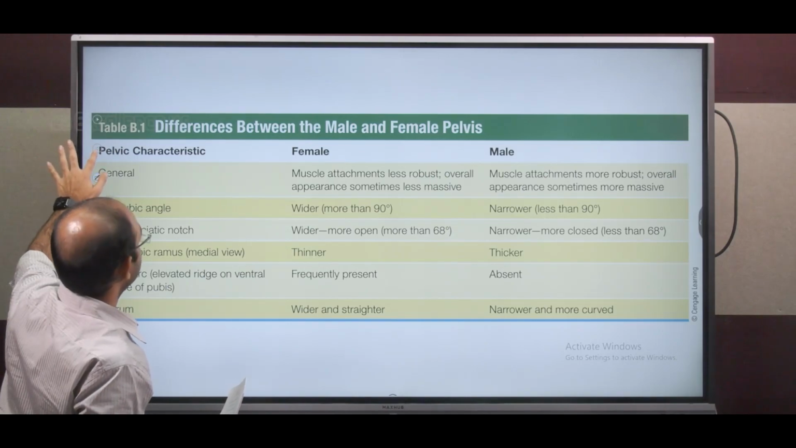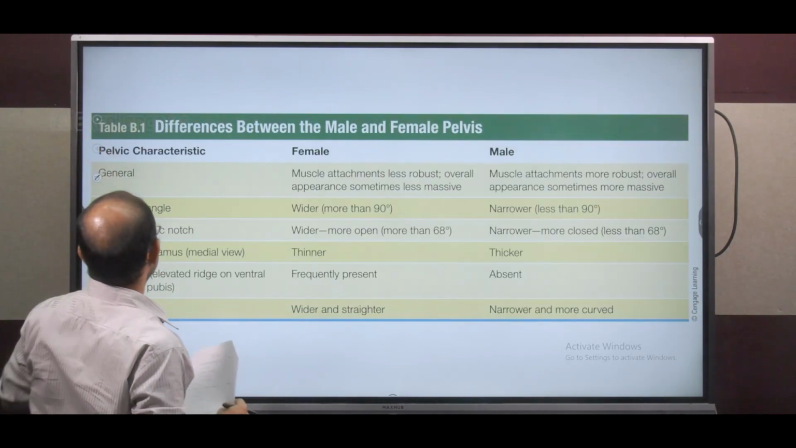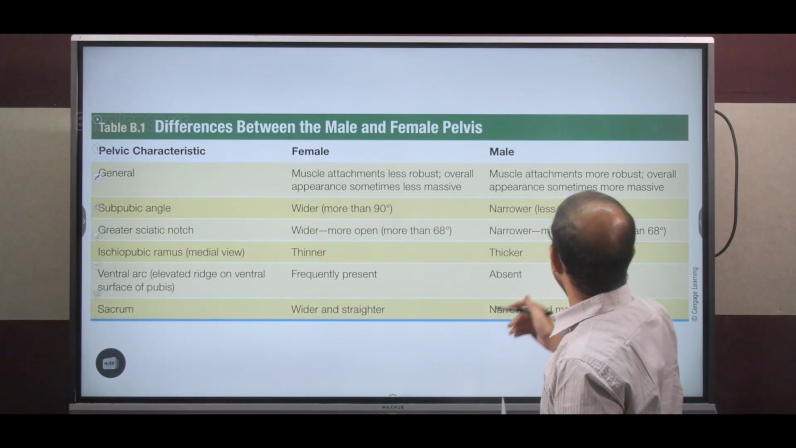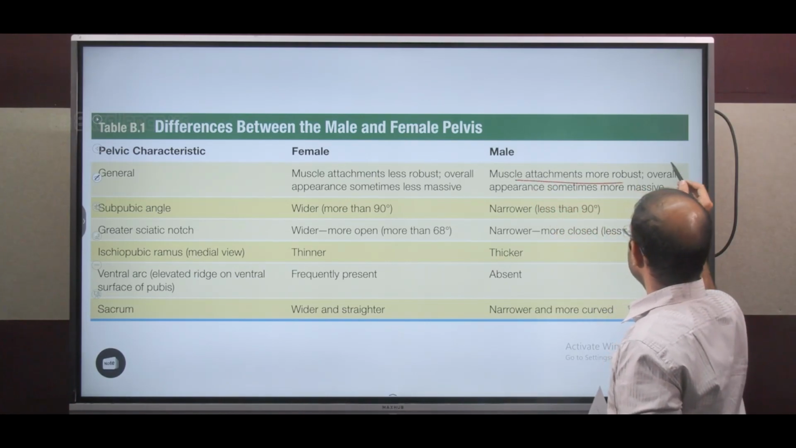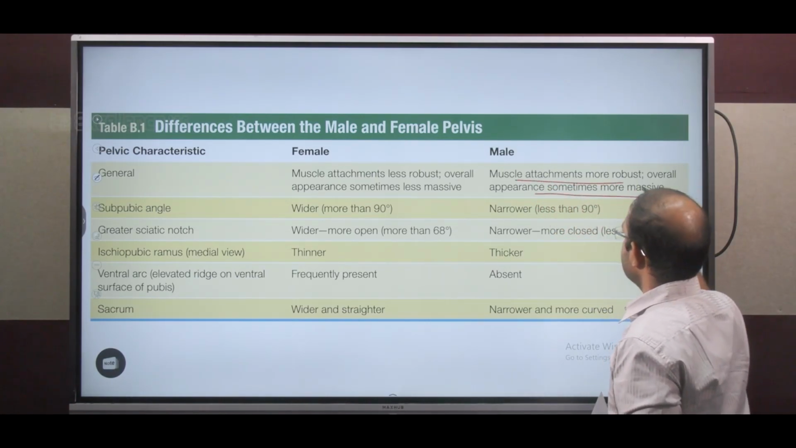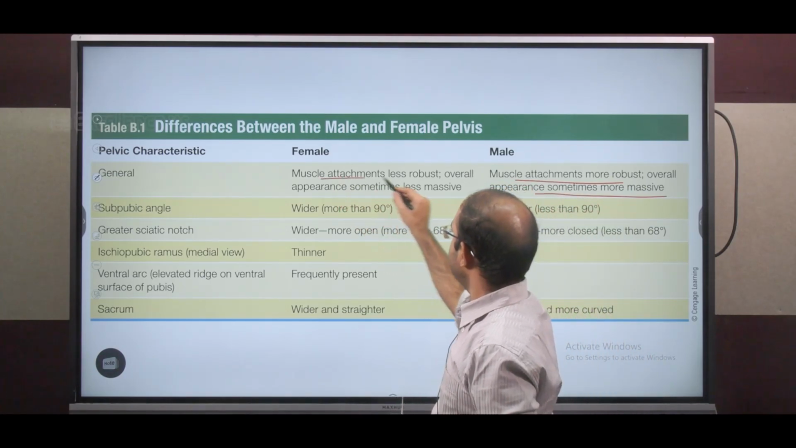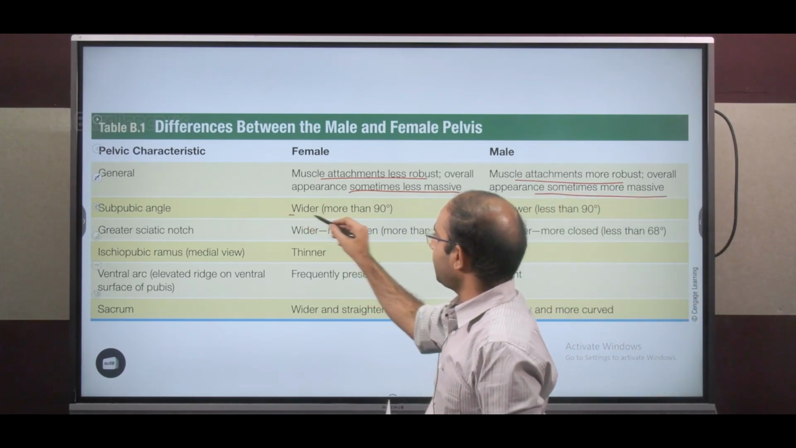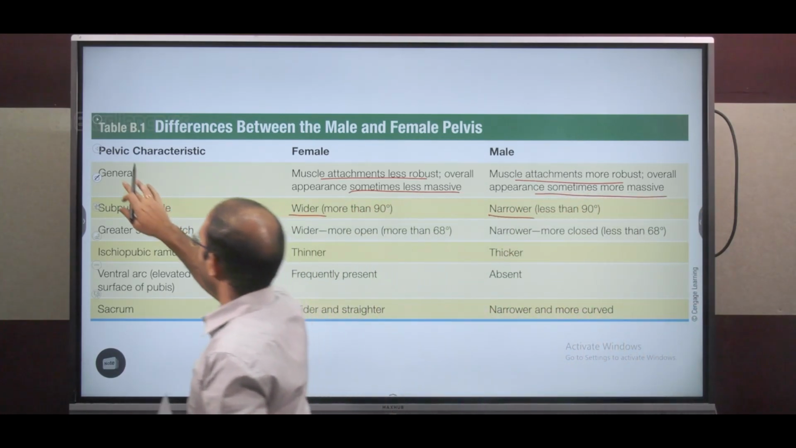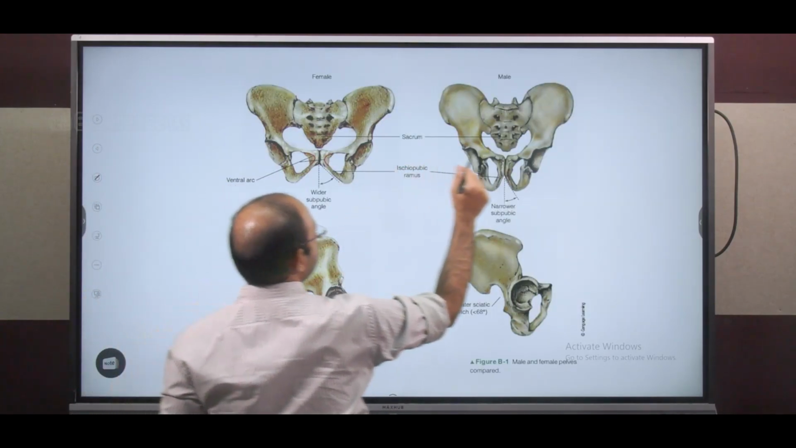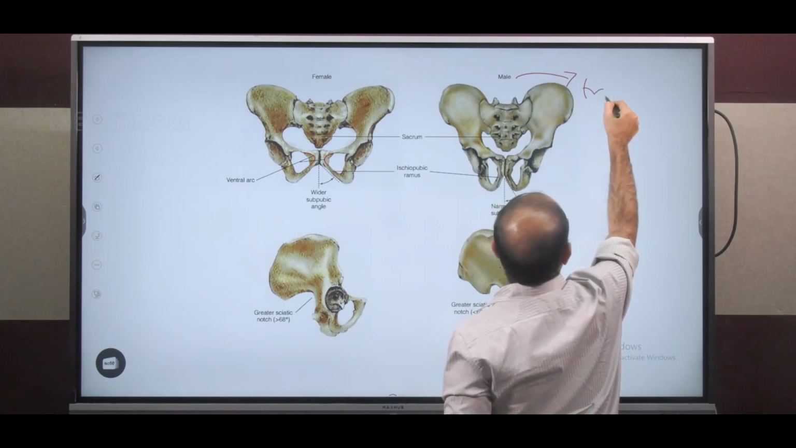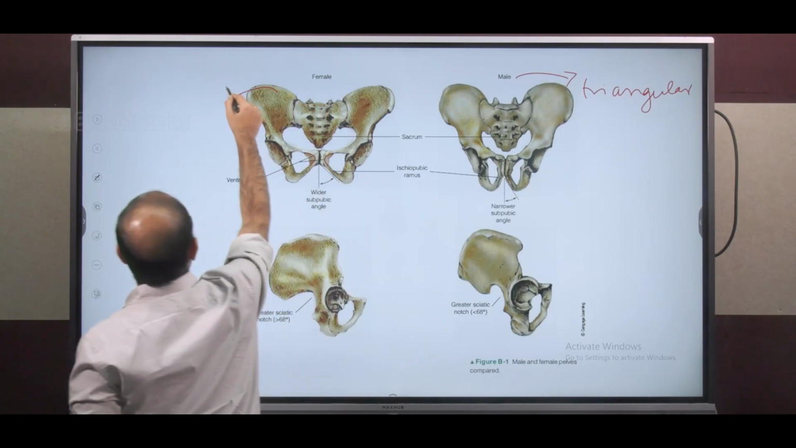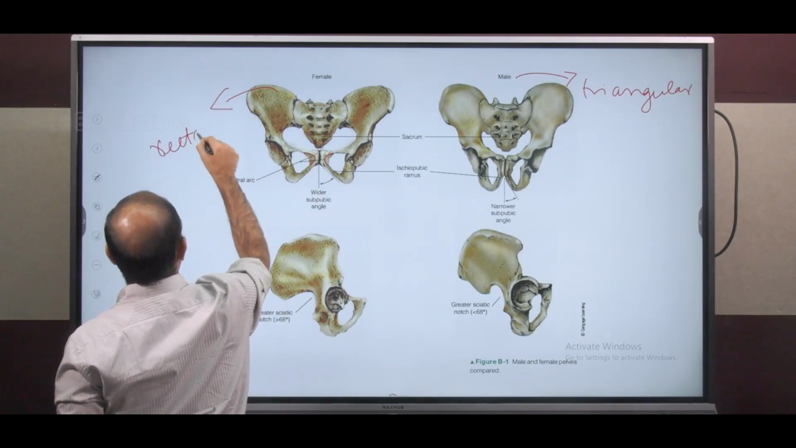Then here you also have pelvis. In pelvis also we find some differences. These differences are found in different areas. For example, in case of male, they have more robust muscle attachments, and the overall appearance also tends to be massive. In case of females, the muscle attachments are less robust and they have a much less massive appearance. Then here, subpubic angle is wide, here it is narrow. If you just look at the figure, male pelvis has a more triangular shape. Female pelvis, on the other hand, has a more rectangular shape.